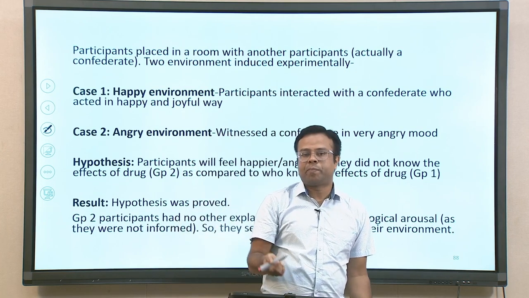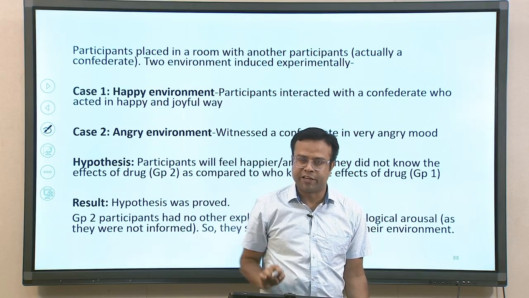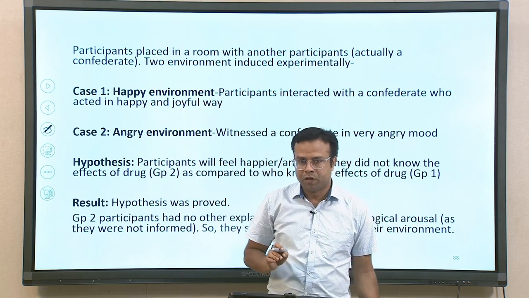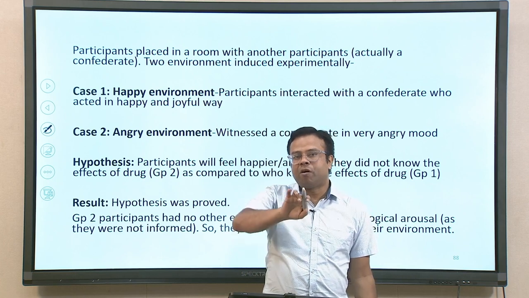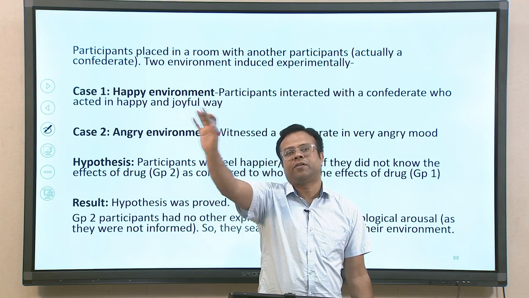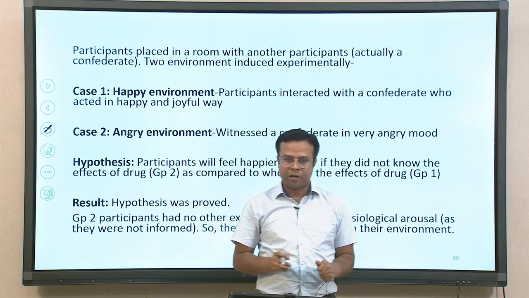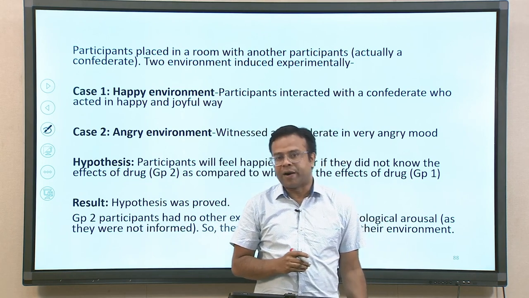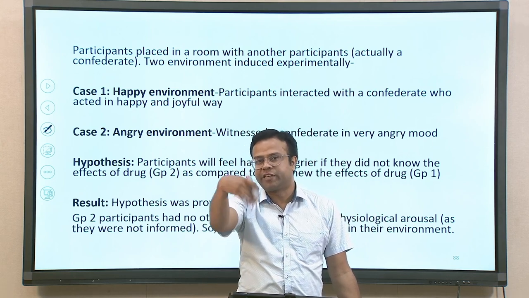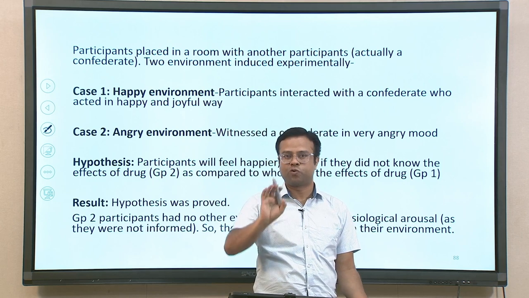Then all these participants were placed in another room, where there was another person who was actually not a participant but a helper of the experimenter, there to manipulate the situation. The environment was also manipulated. In one case, a happy environment was created. In another case, a mood of anger was created. These were all artificially created to test their hypothesis. In case one, the happy environment, the participant interacted with that other person in the room, who was the experimenter's helper, put there just to create a situation.